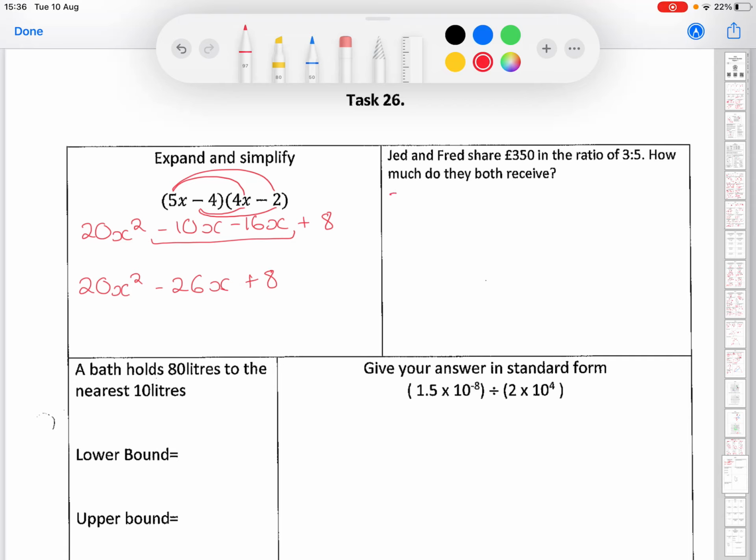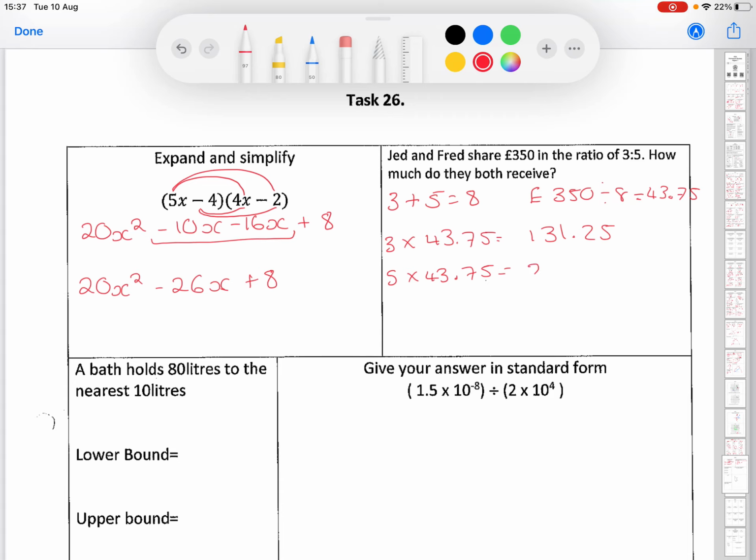So next one, we've got Jed and Fred share £350 in the ratio of 3 to 5. How much do they each receive? So if Jed is getting 3 parts and Fred is getting 5 parts, it's a total of 8 parts. So if we share the £350 in those 8 parts, I think we get a decimal. We get £43.75 is 1 part, so we might need to calculate for that one. Jed gets 3 parts, so if 1 part is £43.75, 3 parts of that is going to be £131.25.